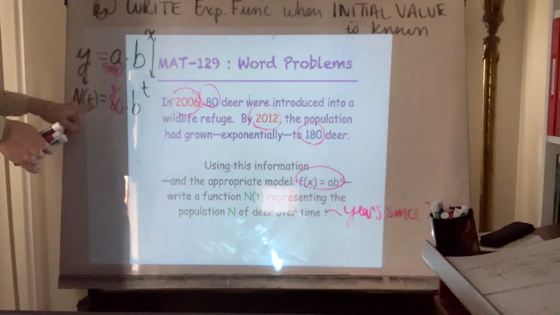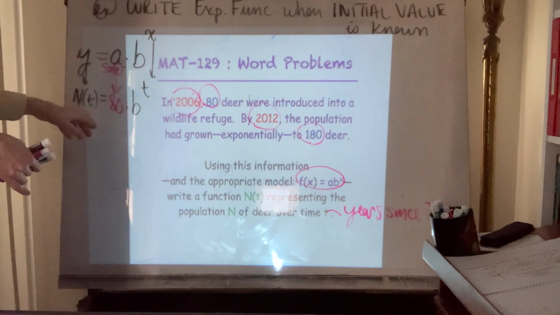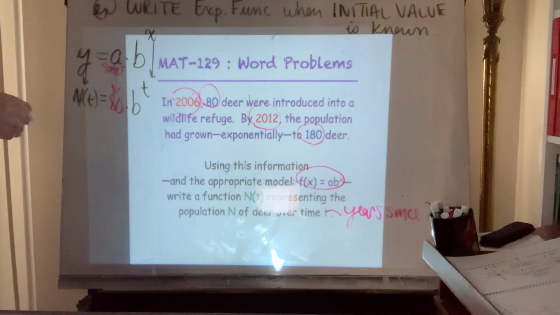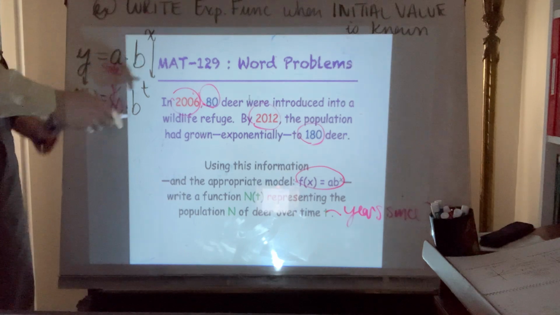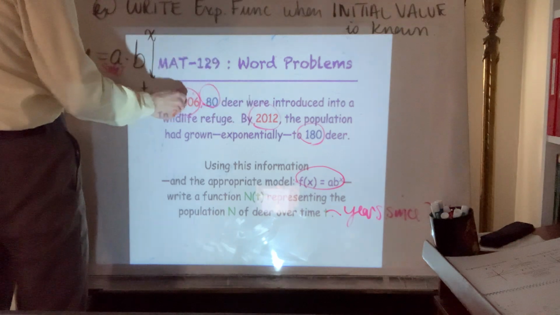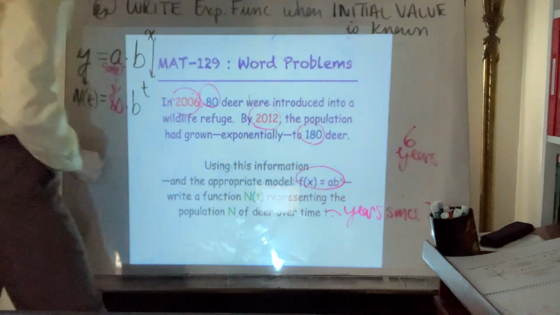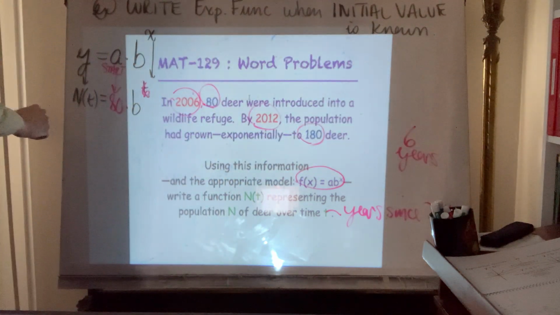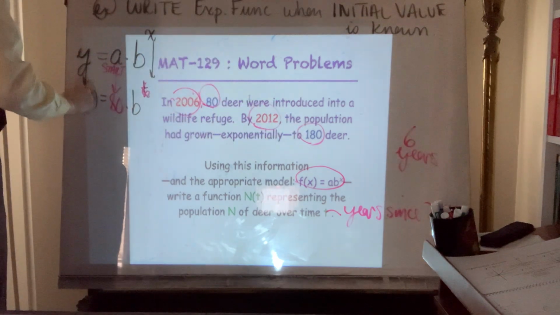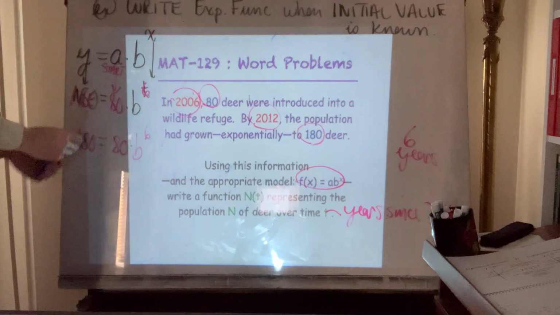Now, we have one other number from here that we can insert in the function: the outcome, after a certain amount of time has transpired. So if I substituted 6 years, because between 2012 and 2006 is 6 years, I could put a 6 here in place of time. And at that point, there were 180 deer, so I could put 180 here. That means that I would have 180 equals 80 times b to the 6.